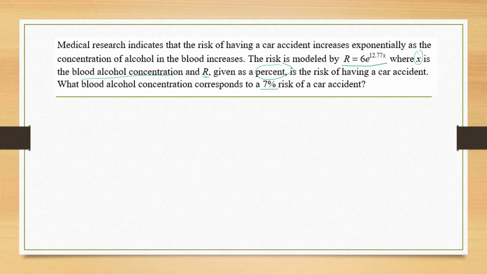Well, 7% is going to be the R. And so when R is 7, we want to know what is X. So we're going to take this information, this R is equal to 7, and plug it into this formula for R. So we're going to have 7 equals 6e raised to the 12.77x. And we need to find X.